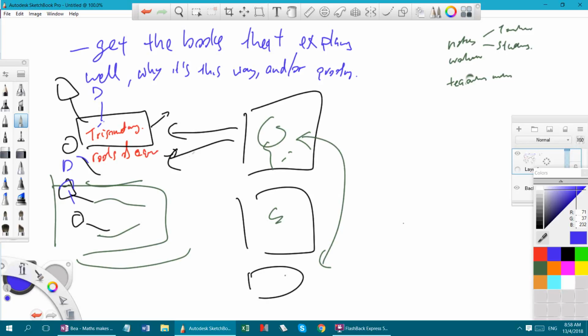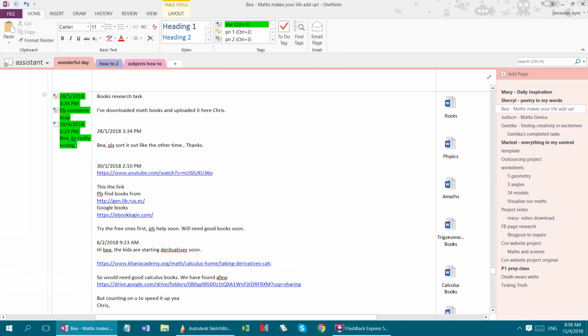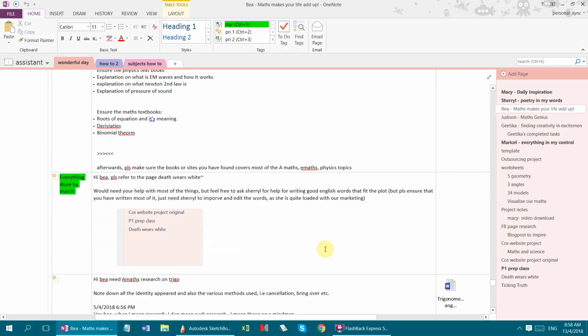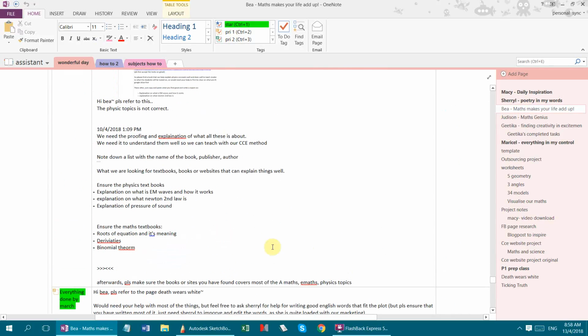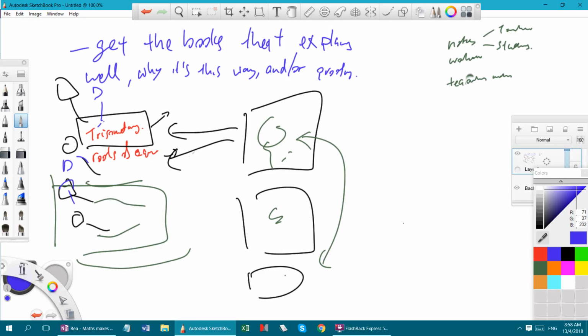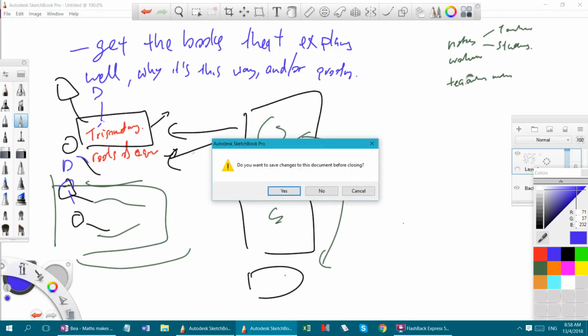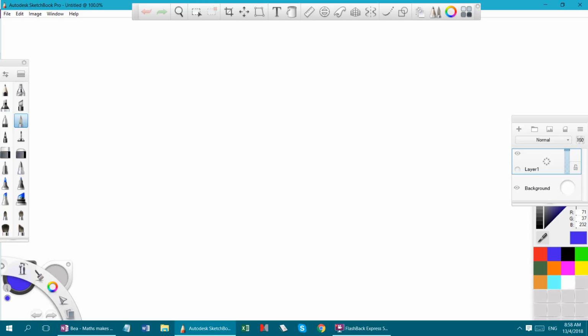Now let's go through a few of the things. A few of them are really not too bad. Before I go there, let's talk about the physics topic. Now, what exactly is EM wave?